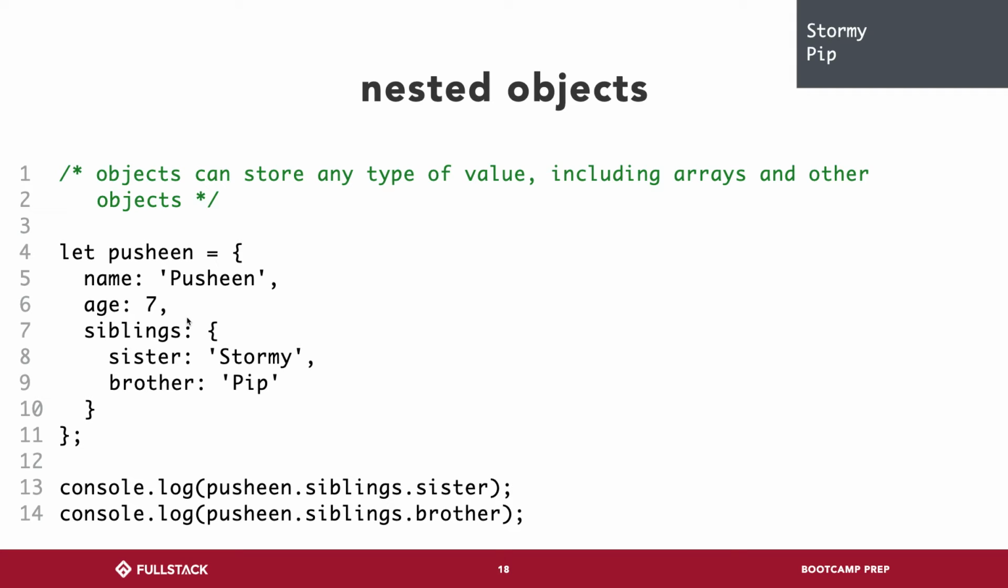What would that look like in bracket? Pusheen bracket string siblings, bracket string sister. But if you know what the key is, I recommend using dot. It's just faster to type and it's easier. But not in a for in loop, because I showed you what happens.